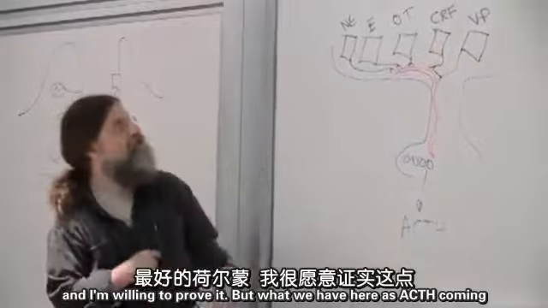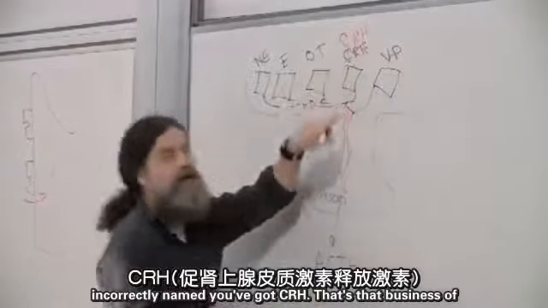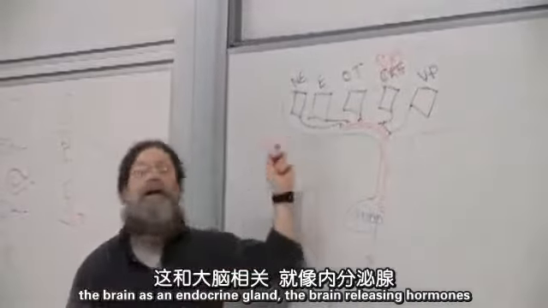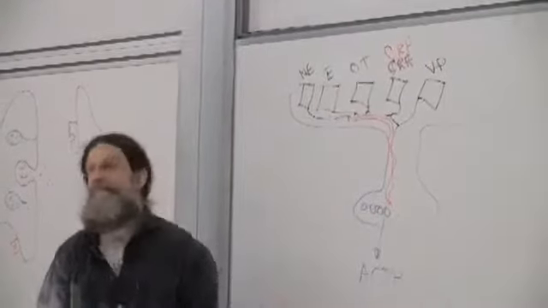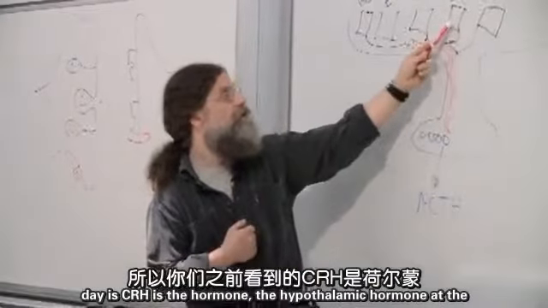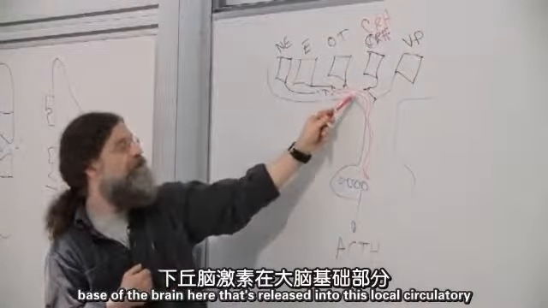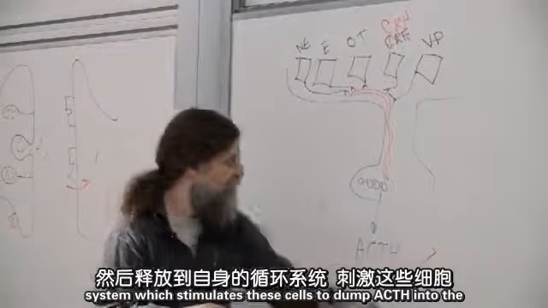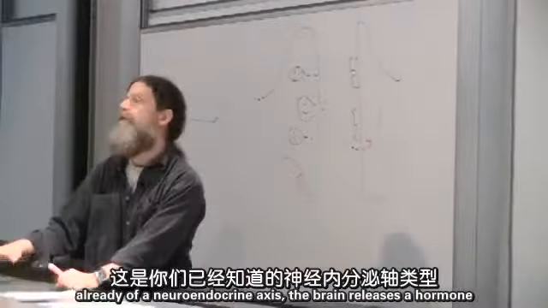But what we have here is ACTH coming out, and you remember what you had the other day, which is, incorrectly named, CRH. That's that business about the brain as an endocrine gland, the brain releasing hormones into this little portal circulatory system, and out comes its characteristic pituitary hormone. So what you saw the other day is CRH is the hypothalamic hormone at the base of the brain here, that's released into this local circulatory system, which stimulates these cells to dump ACTH into the general circulation. And that's the pattern you've gotten already of a neuroendocrine axis.